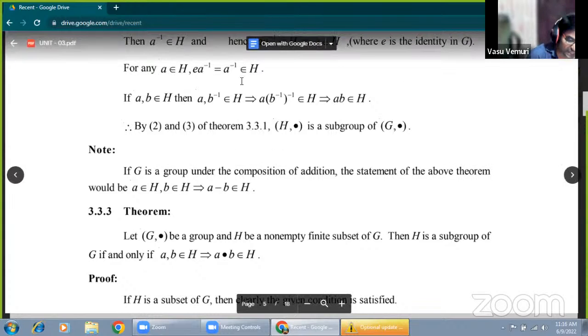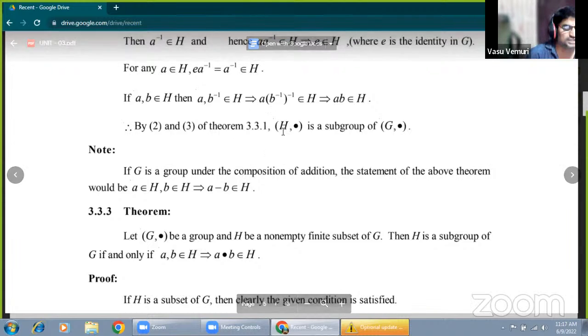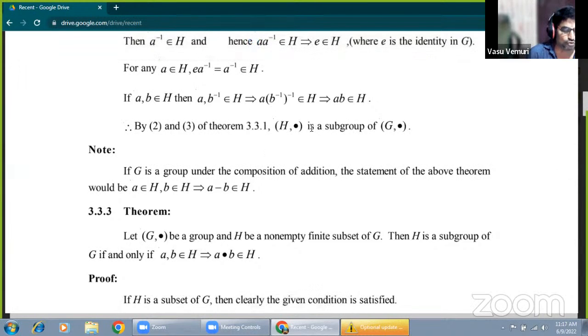Therefore, by the first theorem, the necessary and sufficient part of a subgroup, H under multiplication is a group, and then automatically it satisfies the conditions. H under multiplication is a subgroup of G under multiplication. Now, this theorem is very important. Students, listen carefully and observe here. This is multiplication as the composition. Now, especially in this manner, we have to take it under addition. Addition is one of the operations.